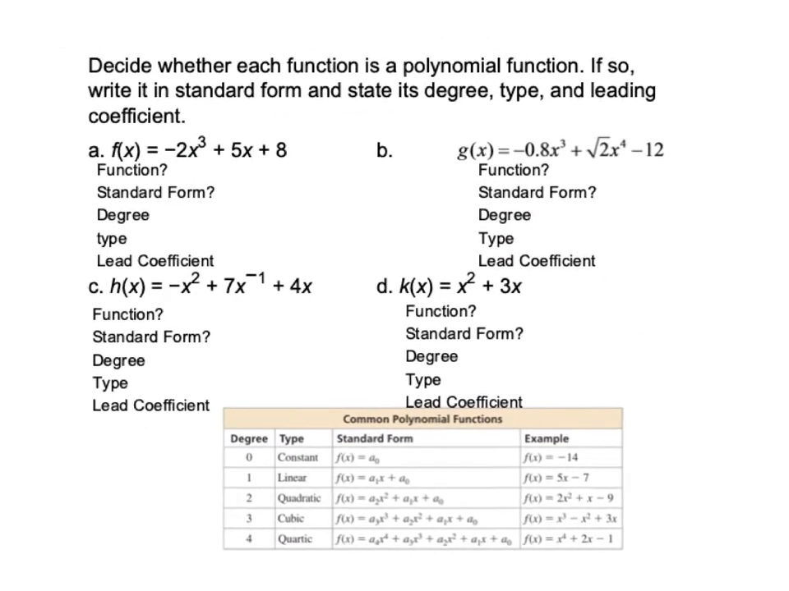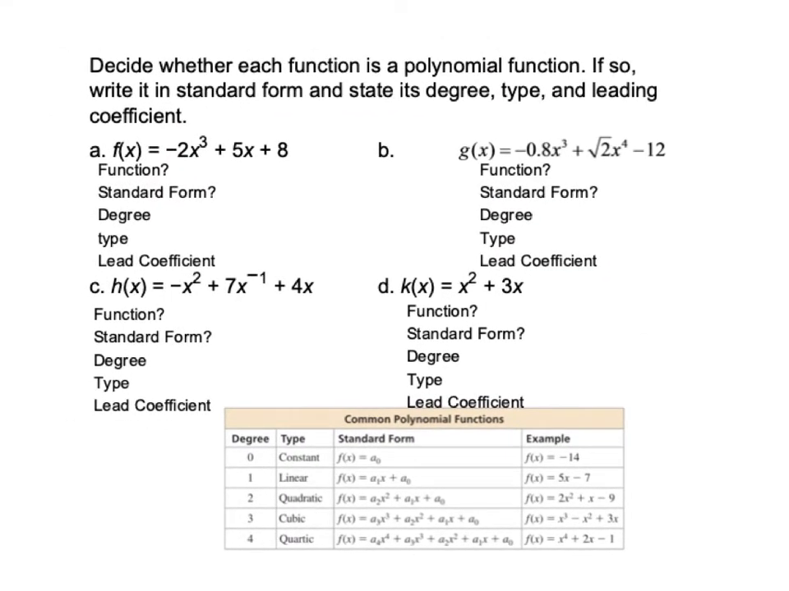Okay, so what we're going to do, there's a lot of things going on here. We're going to first of all decide whether or not each function is a polynomial. If it is a polynomial, we're going to write the standard form. We're going to state the degree, the type, and the leading coefficient. And if it's not a function, then we're not going to do any of that. We're just going to say not a function and we're done.